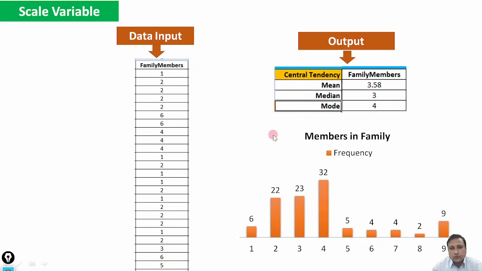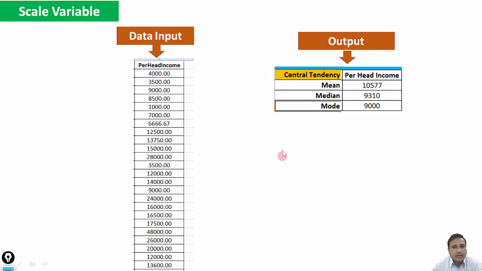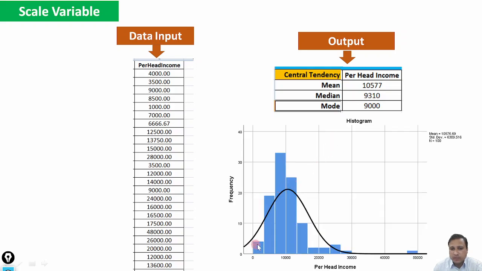Now let me take you to the further scale variable, per head income. Again we have computed mean, median, mode. Here is the histogram. Here is one interesting thing. 10,577 is the arithmetic mean. That's fine. But here is one value which is very different, and this value is known as an outlier.